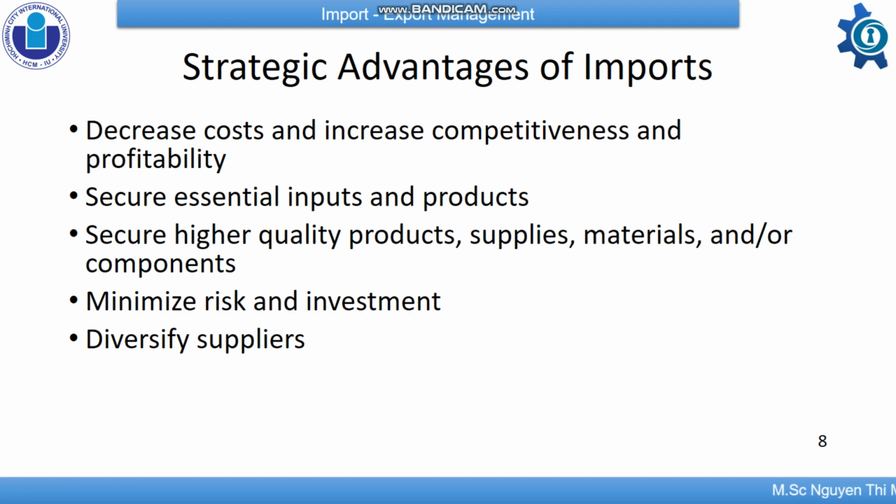Since they only focus on the strengths, we can secure higher quality products or components. We also can minimize the investment in equipment or factories for producing those products that we are not good at, or that would cost a lot to make, instead of importing. And since we import from overseas, we can diversify suppliers, and we have more options to choose from.